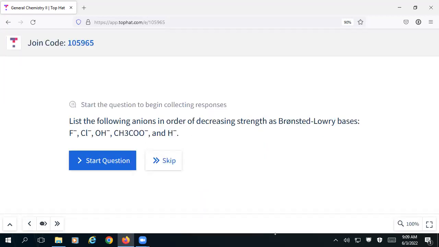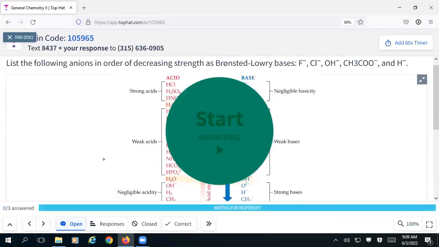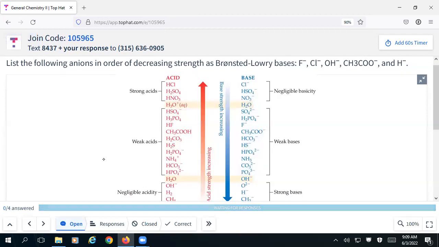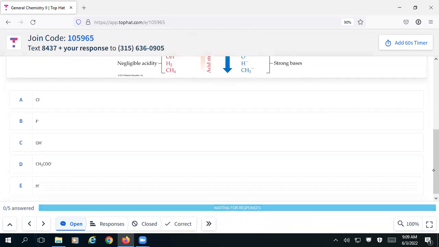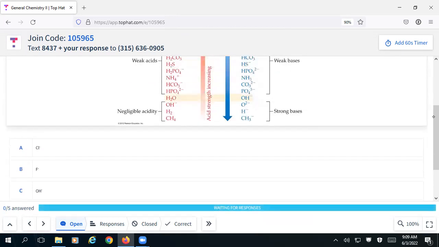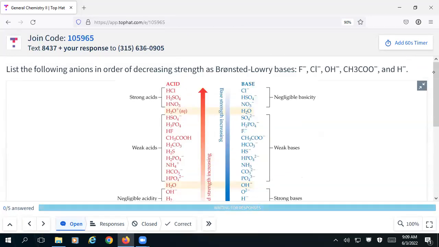All right, let's try a problem for ourselves here. So using this chart, what I want you to do is you've got a list of ions. I want you to put them in the correct order based on decreasing strength. So start with the strongest conjugate base and dial it down to the weakest conjugate base.